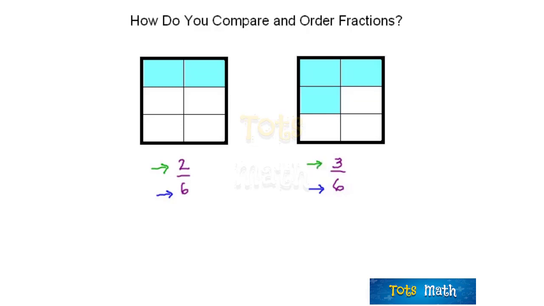The larger the numerator, the bigger the fraction. So we would say that 3/6 is greater than 2/6. Or another way to say it is 2/6 is less than 3/6. Now let's compare two fractions whose denominators are different.